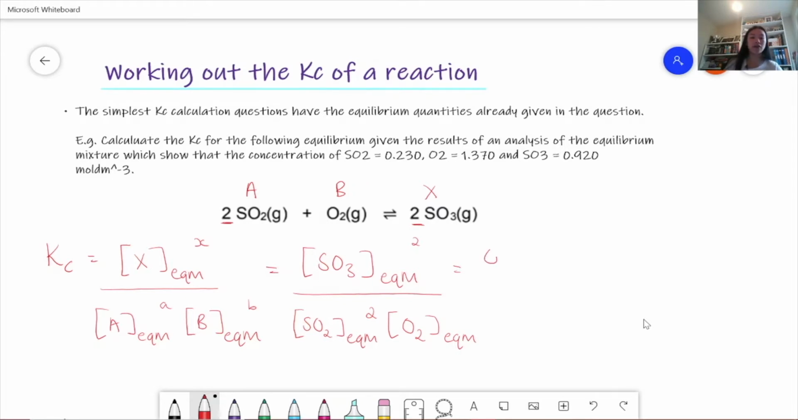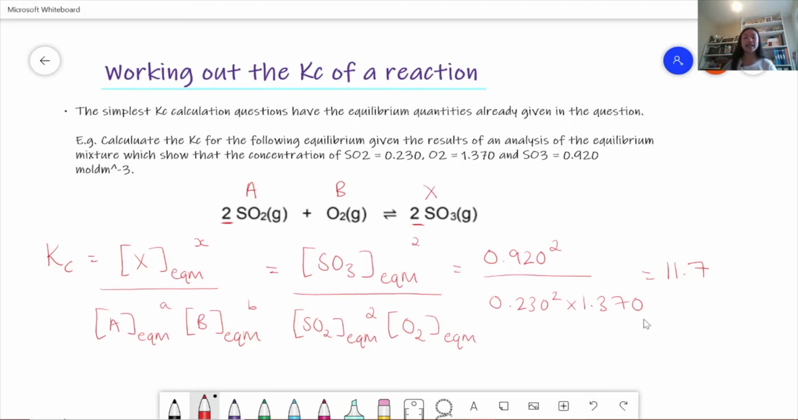So we have 0.920 squared over 0.230 squared times 1.370. And that gives us 11.7.